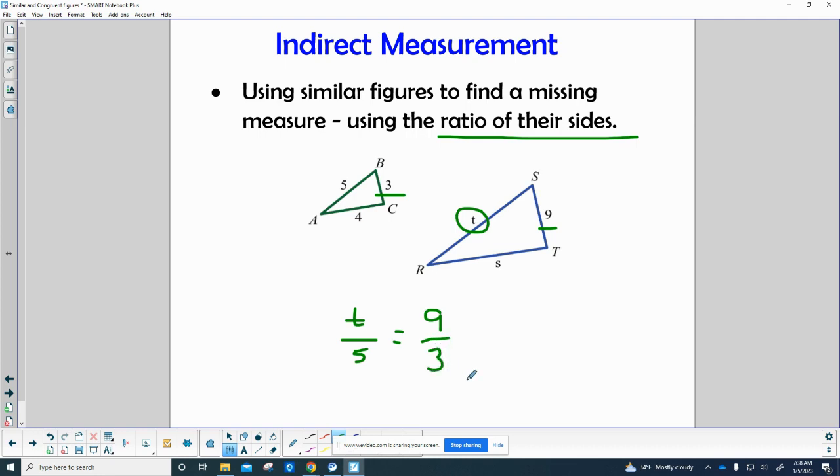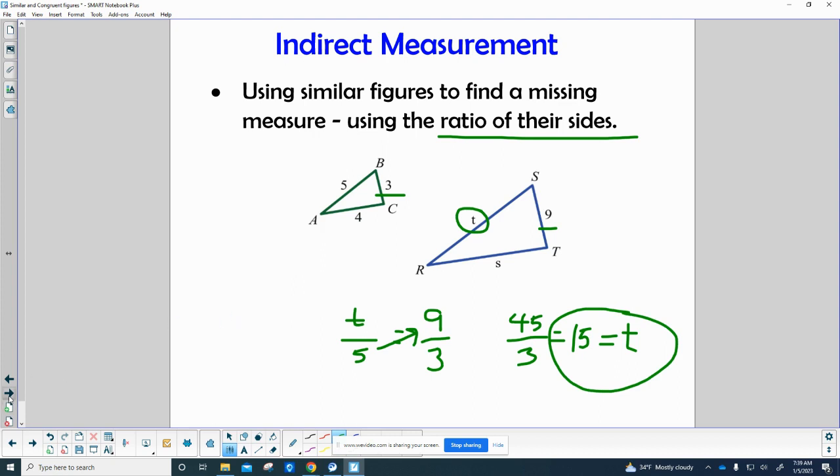So now we have our two ratios. Now we have to find t. Another little trick that maybe you've heard about is called cross multiplication. So we do 5 times 9 is 45, and 45 divided by 3 equals 15. So that t that we're looking for here is 15.